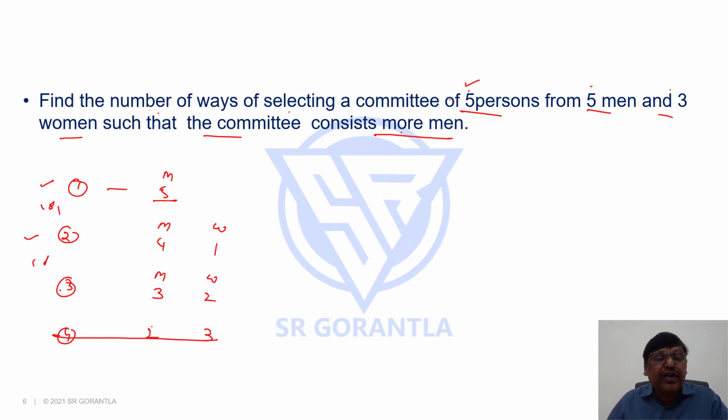Now, how many ways can I select 5 men? Out of 5 men, I have to select 5 men means 5C5, that is 1. Out of 5 men, I have to select 4 men means 5C4, into, out of 3 women, 1 woman, 3C1. 5C4, you know how to calculate. I'll take directly 5, 3C1 is 3, 5 into 3, 15. Next, the third option I have is, out of 5 men, I have to select 3 men, means 5C3. Out of 3, 2 women, means 3C2. 5C3 is 10, 3C2 is 3, total 30 options.